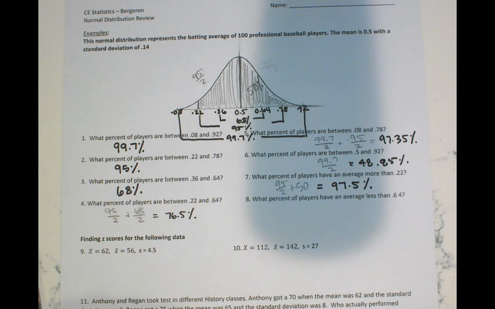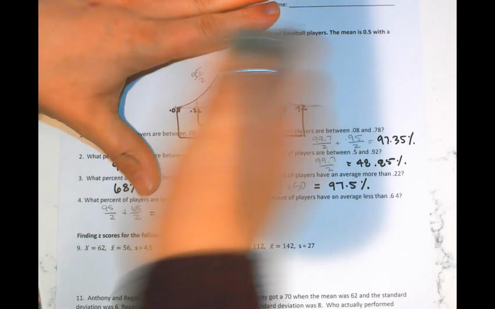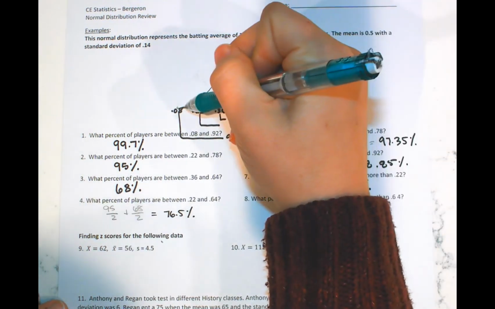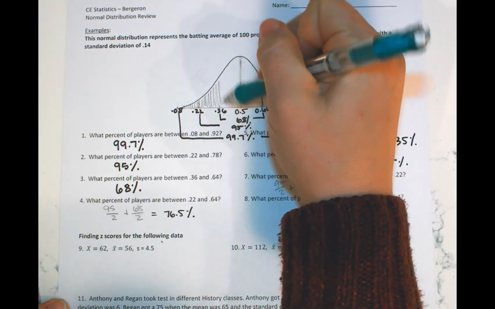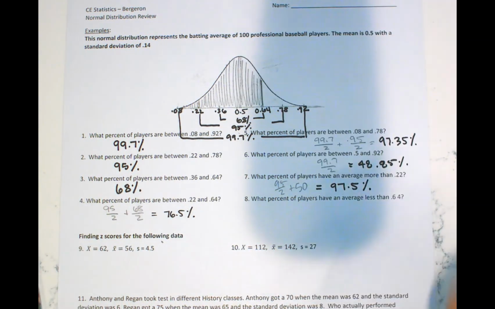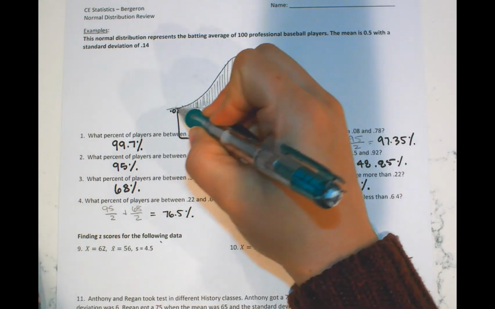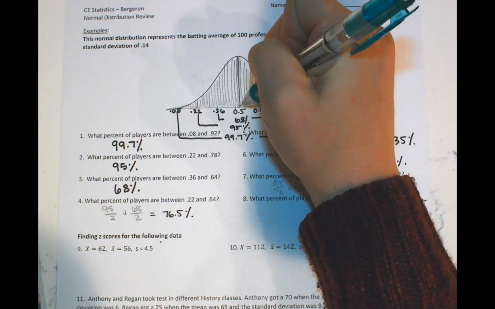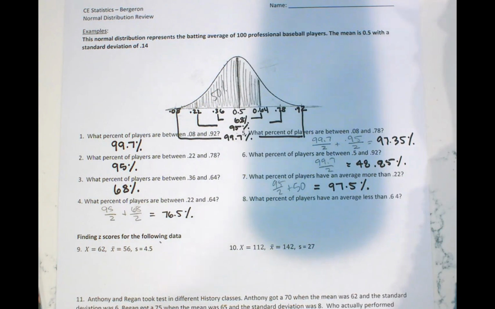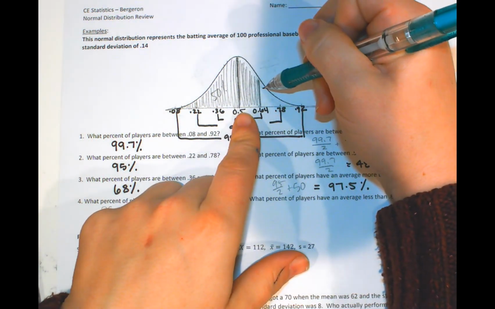And then what percent of players have an average of less than 0.64? So again, if we look at our graph, now I'm here at 0.64 and I want every value less than that. So I want this whole shaded region here. So again, when I split, I'm going all the way to the end of this graph, not just 0.08, but all the way to the end of this graph. So when I talk about my mean, this makes up 50%, because that's half of the graph. So then I just need to figure out what this piece is to make up the whole picture.